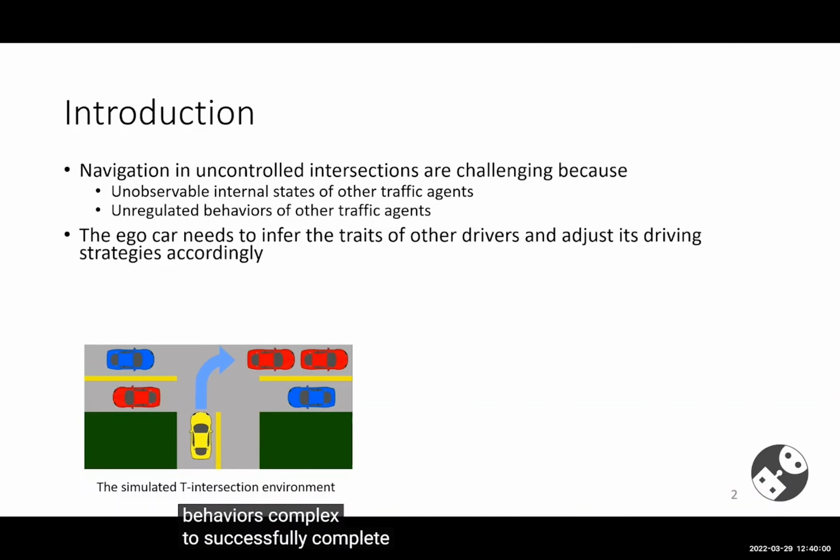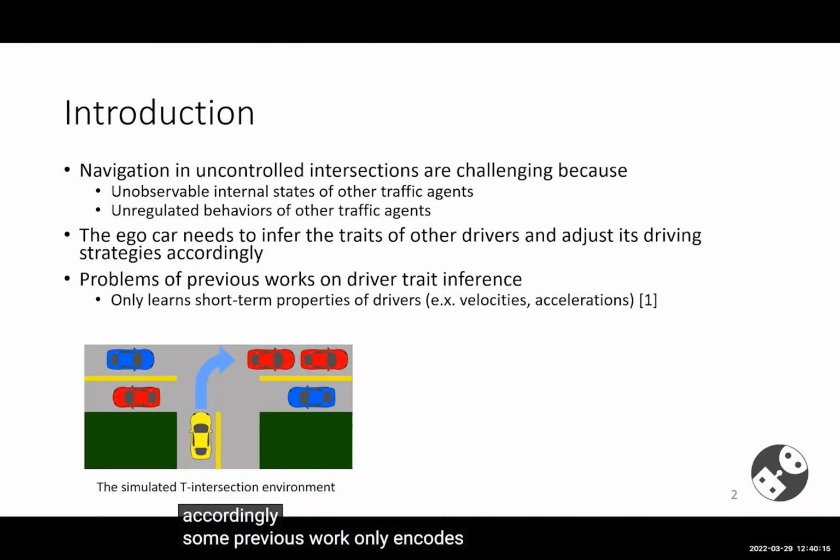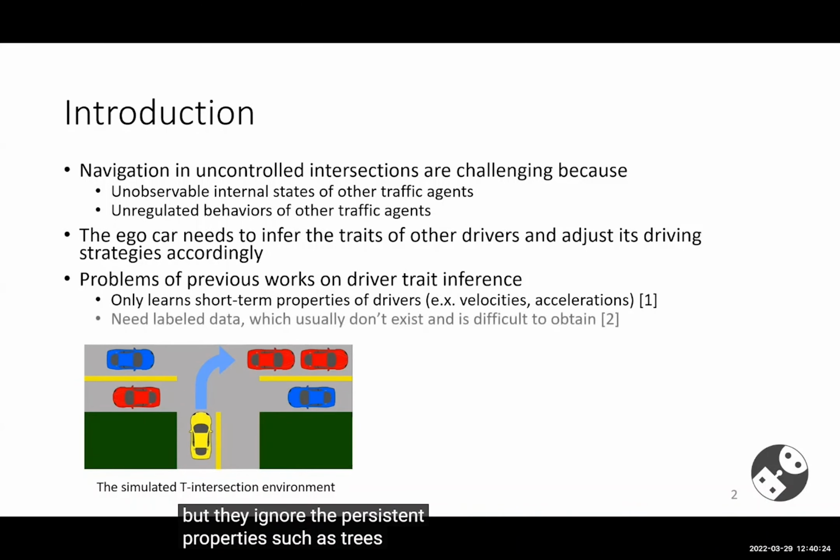To successfully complete the navigation task, the ego car must infer the traits of other drivers, such as their driving styles, and adjust its driving strategies accordingly. Some previous work only encodes the short-term information, such as velocities and accelerations of drivers, but they ignore the persistent properties, such as traits. Another work uses supervised learning to classify the traits with labeled data, but the labels are hard to obtain and usually don't exist.